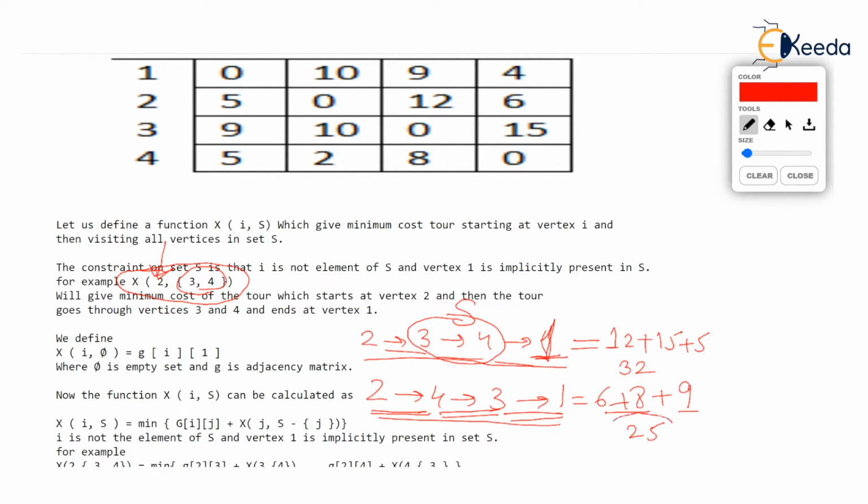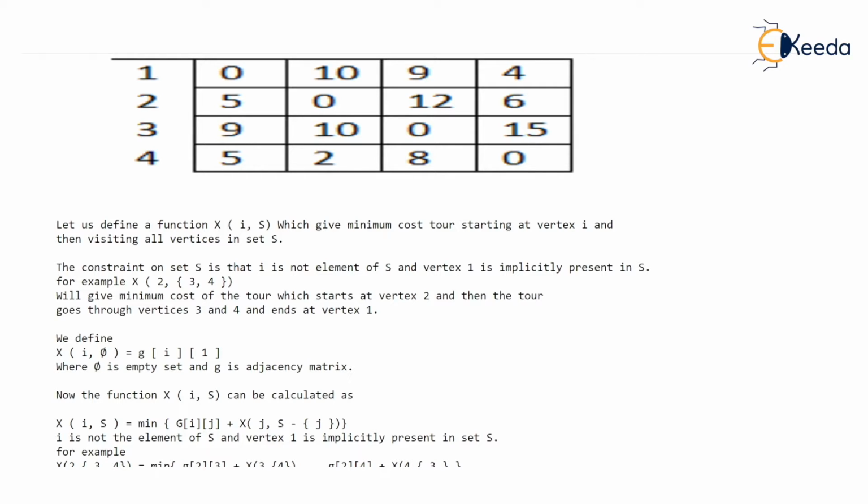So you will say that if you want to go from vertex 2 to vertex 1 with intermediate vertices 3 and 4, then it is better not to go as 2 3 4 1, but it is better to go as 2 4 3 1, because this is going to give us the minimum distance 25. I hope you have understood. Let me rewind this again with a very short example again.